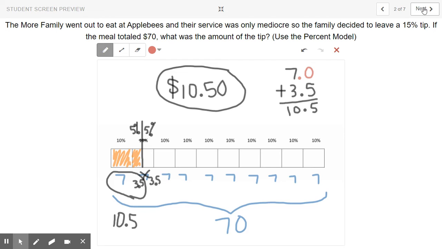So we added, if you look on the right, 7 plus 3.5. And you know when you're adding decimals, you have to line up decimals. 7 has a decimal after it, 7.0 plus 3.5, which is 10.5. And if you throw a dollar sign in front of it, it's $10.50. Don't forget your final answer has to have the 0 at the end. So that's how much tip the family would leave if it was 15%.